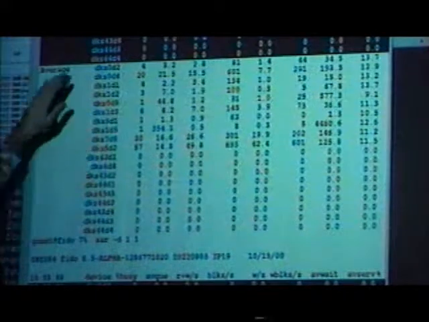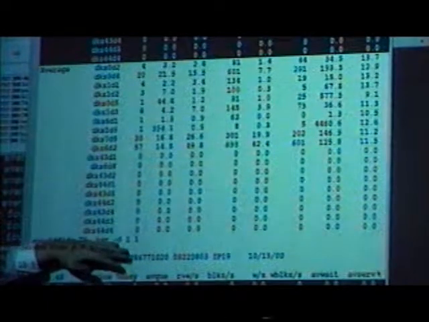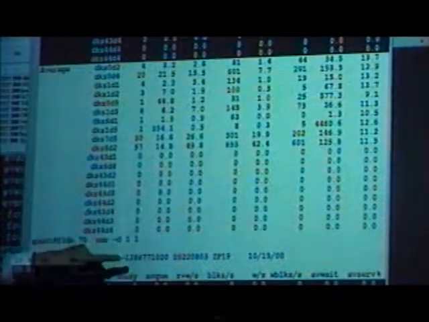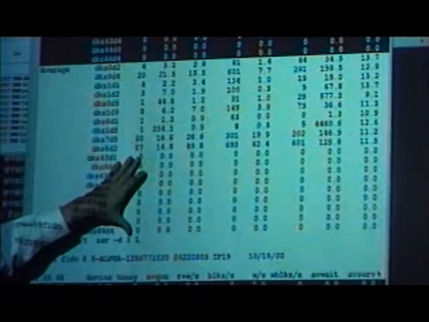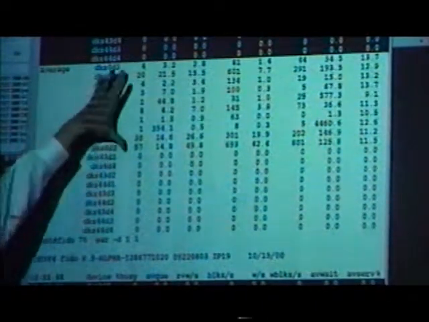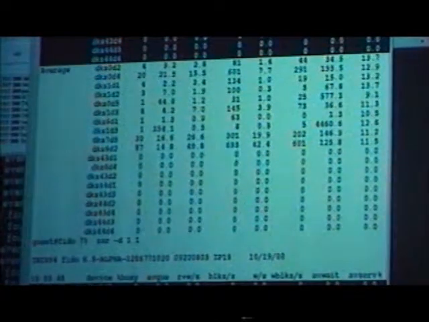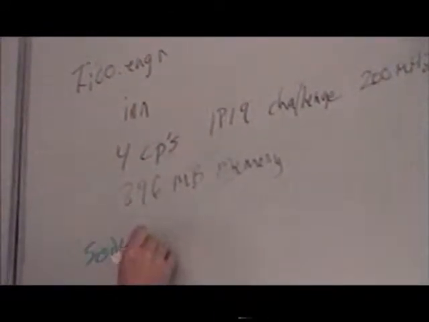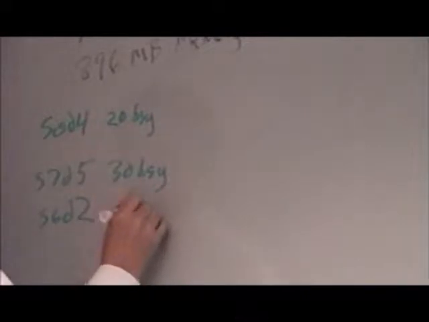So when I'm looking at disk, I start off with the average for the day, and I'd like to see several days as well. I then pick out the drives that have bad numbers. Now obviously there's 1, 2, 3, 4, 5, 6, 7, 8, 9 drives here that have nothing on them at all today. Three drives that are big in busies. Maybe I should write that down over here. I've got S0D4, which was 20% busy. And I've got S7D5, which was 30% busy. And I also have S6D2, which was 57% busy.